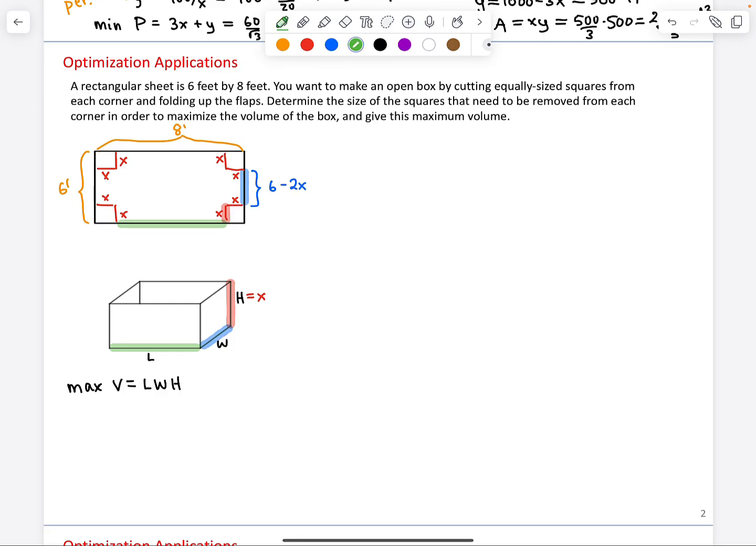And this green segment began with a length of 8, but again we removed x from each end. So remove 2x. So our width can be described as 6 minus 2x, and our length as 8 minus 2x. This allows me to express volume now as a function of one variable. The length is 8 minus 2x, the width is 6 minus 2x, and the height is just x.